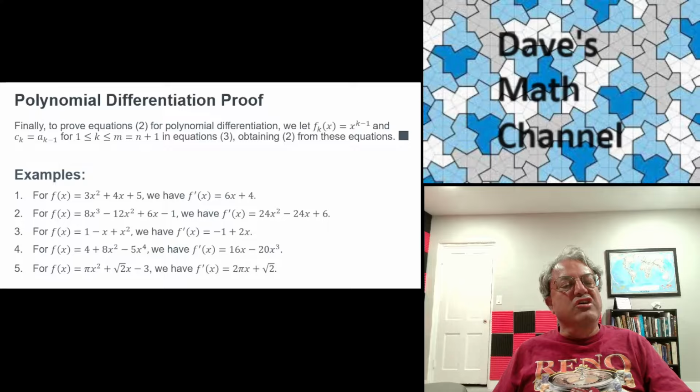8x squared, again, we bring the power 2 out, multiply it by 8. That gives us 16. And we decrease the power by 1. That gives us 16x. And the last term, minus 5x to the fourth. Do the same thing. Multiply the constant by 4. That gives us minus 20. And reducing the power by 1 gives us minus 20x cubed. So our answer is 16x minus 20x cubed.